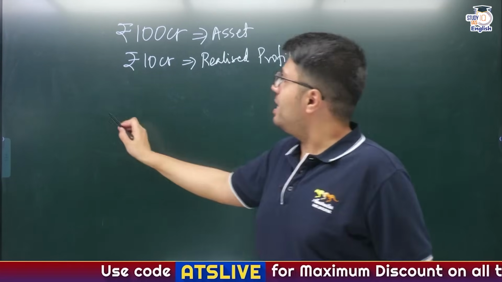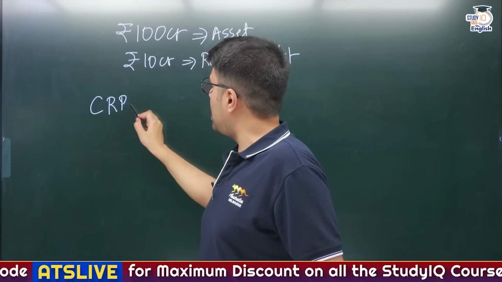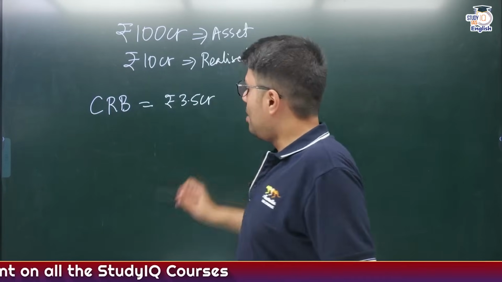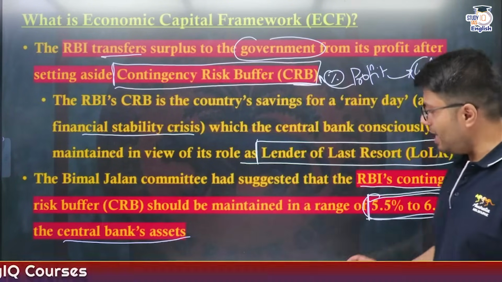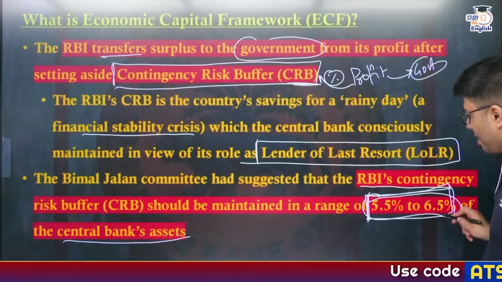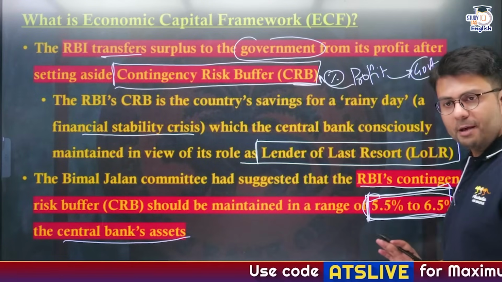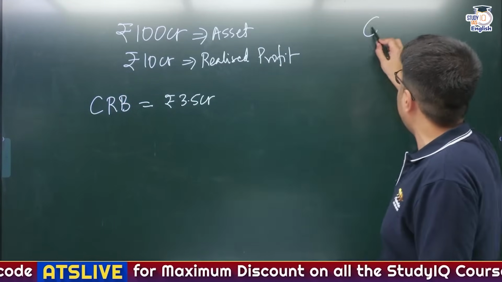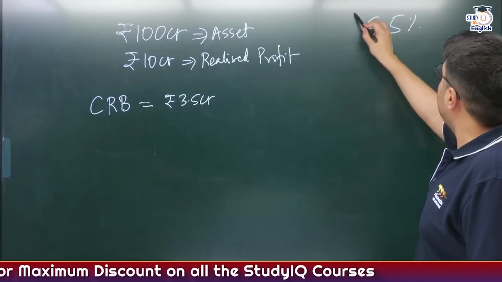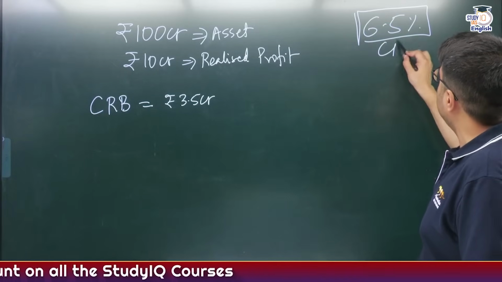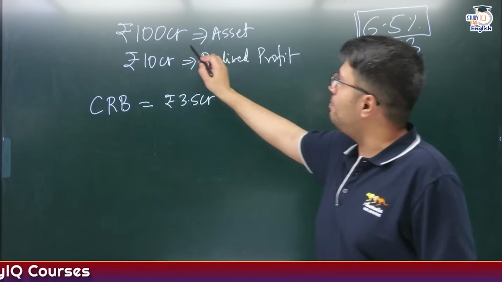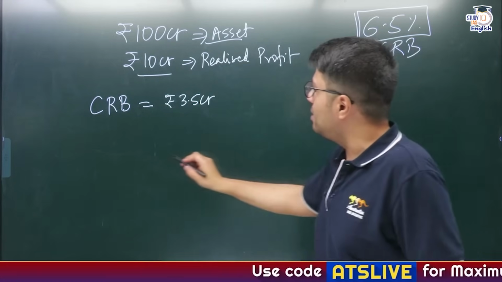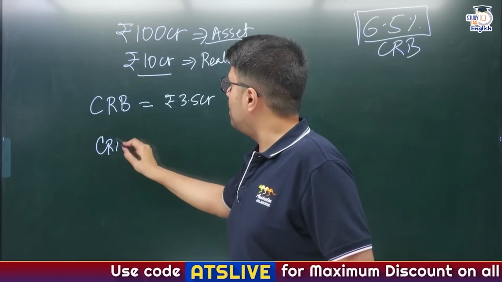Now suppose in that very year, the existing CRB of RBI was how much? Rupees 3.5 crore. But we have understood from this slide, the CRB needs to be maintained at what? Between 5.5 to 6.5% level, okay? So suppose, theoretically speaking, RBI decided that it will maintain CRB at the levels of 6.5% of its assets. So how much CRB should RBI have in case it is having an asset of 100 crore rupees?